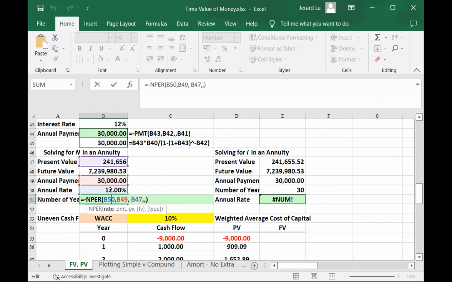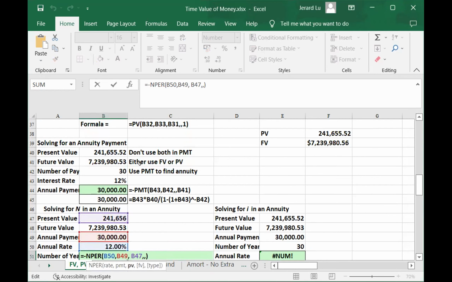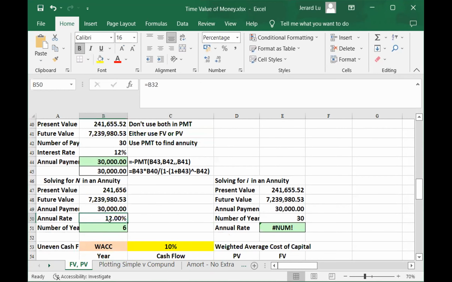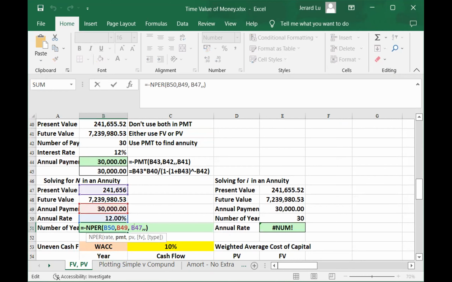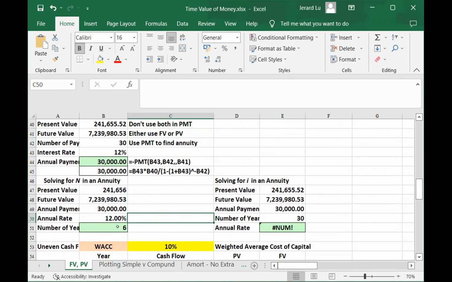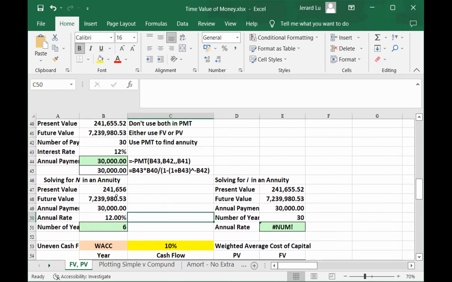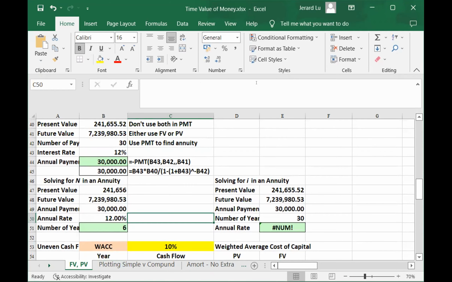So I put the rate at 12% and PMT, the payment, 30,000. And I put the present value and then 2 commas. And then, yeah, that's it. You didn't use the future value? No, I didn't. Why? Because you can use either, so I just used the present value. Okay, good. That's correct. You can only use 2 of the cash flows, the 2 equivalent cash flows and not 3.